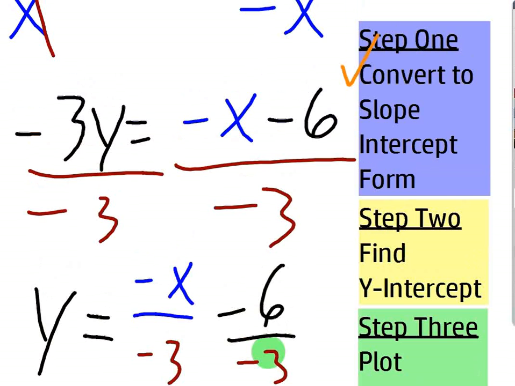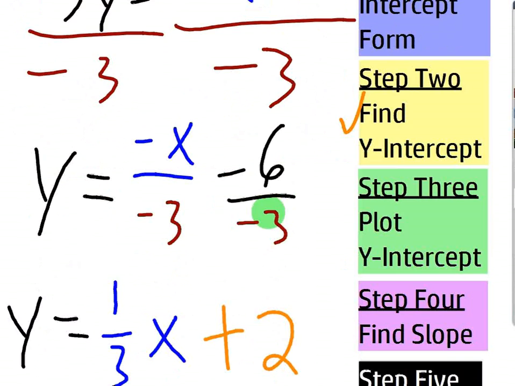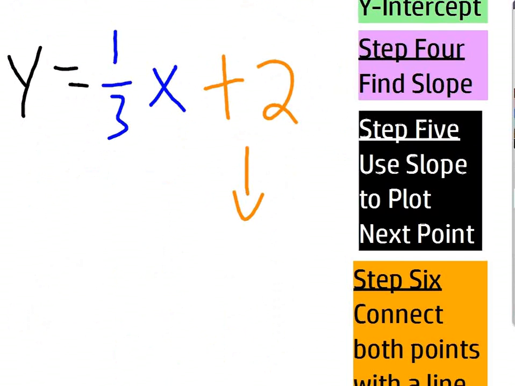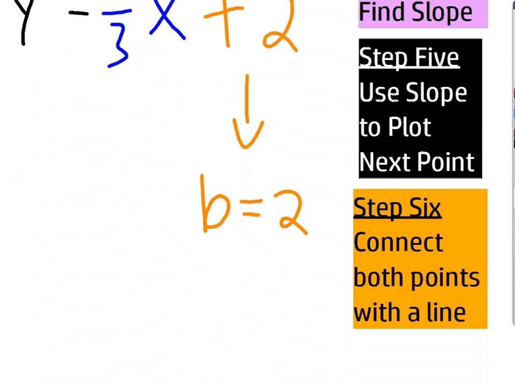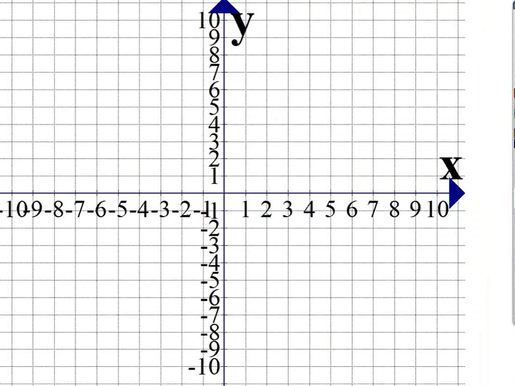Okay, so that's step 1. We've converted it. Next it says find the y-intercept. So what would the y-intercept be? Okay, so I'm going to write b equals 2. Next step is to plot the y-intercept. So let's go to the graph and plot the y-intercept. It's going to be at 2. And remember, that's on the y-axis, not the x-axis. So I'll put 0, 2 on the y-axis.